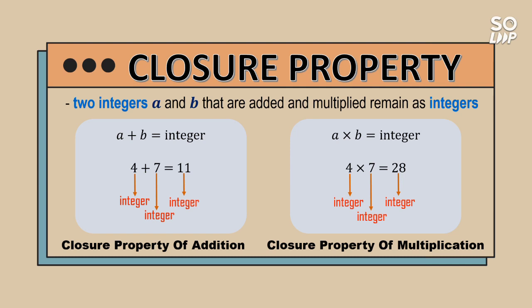For multiplication, if you will be multiplying two integers, the resulting product must be an integer. Example, I have 4 times 7 is equal to 28. 4 is an integer, 7 is also an integer. The product, which is 28, is also an integer. So, it satisfies the given condition of closure property a times b is equal to integer. Therefore, we can conclude that closure property is also true under multiplication.